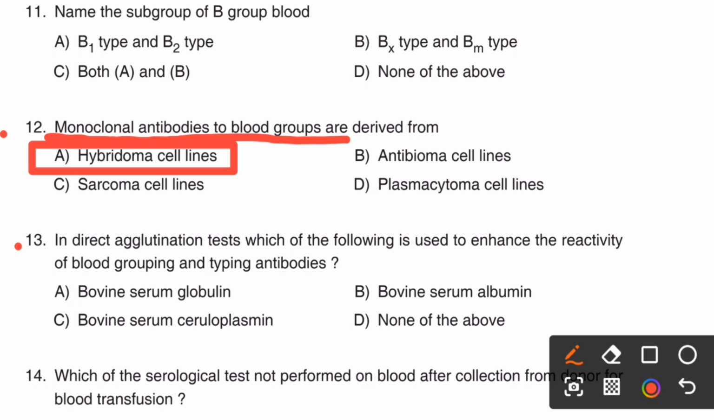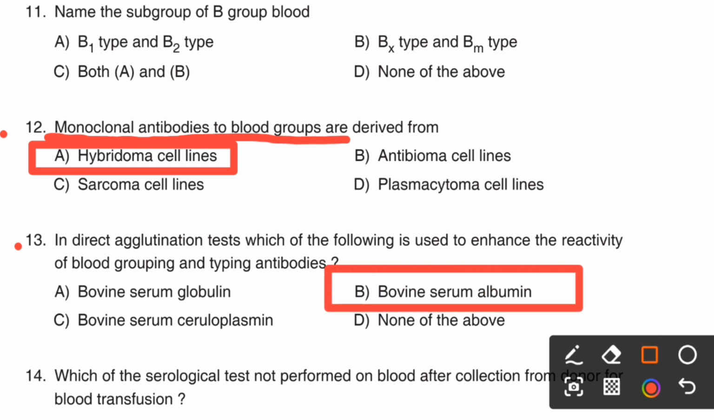Next one. In direct agglutination test, which of the following is used to enhance the reactivity of blood grouping and typing antibodies? Option A, bovine serum globulin. Option B, bovine serum albumin. Option C, bovine serum ceruloplasmin. Option D, none of the above. The right answer is option B, bovine serum albumin.